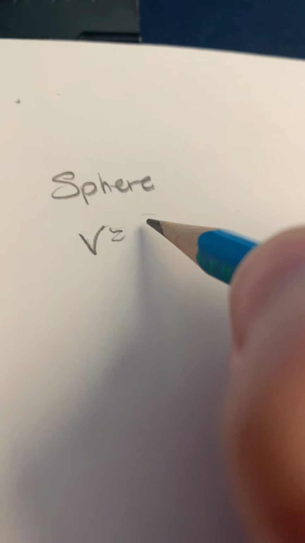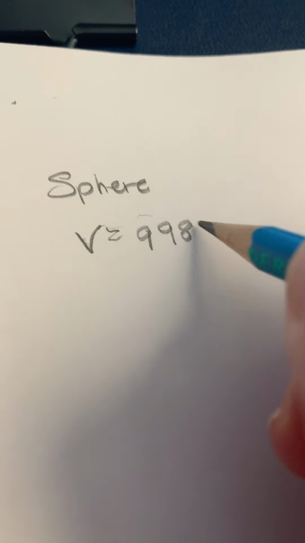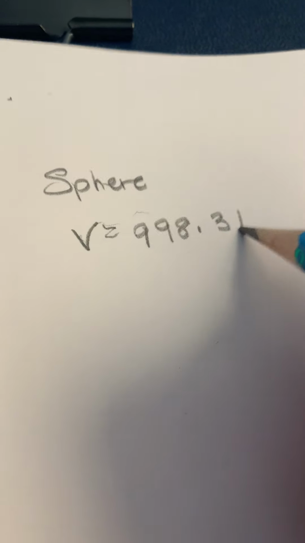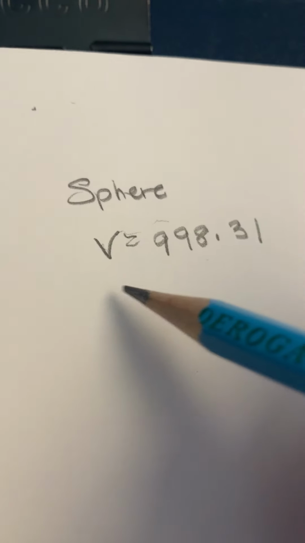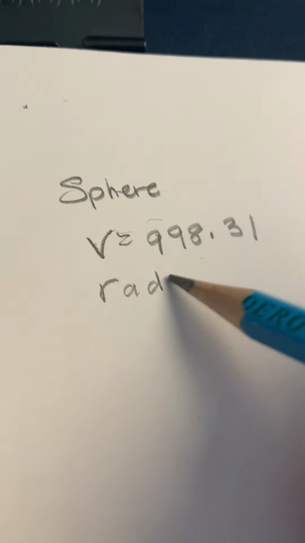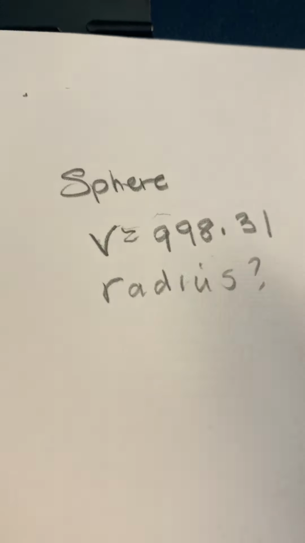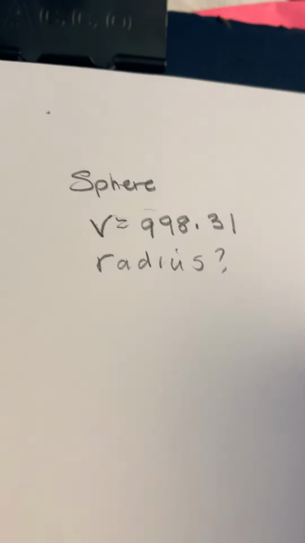Okay, guys, so this time we're going to be given some information on a sphere. And they're going to only tell us the actual volume. So the volume is 998.31. And they're going to ask us to find the radius. Okay? So is that enough information? So we have to figure that out.